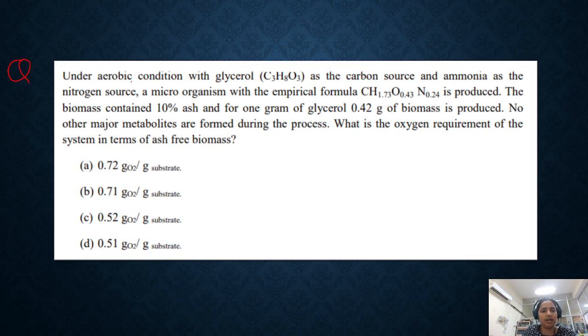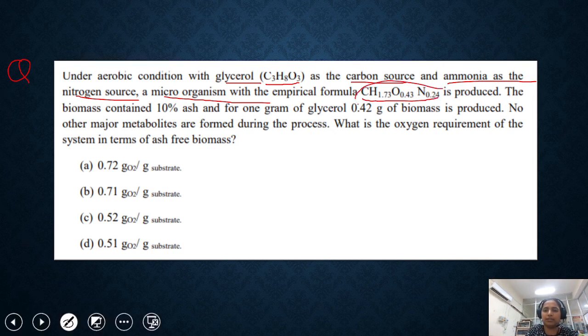Let's read this question. Under aerobic condition with glycerol, that is C3H8O3, as a carbon source and ammonia as a nitrogen source, a microorganism with the empirical formula given is produced. So this is biomass that is produced. Then the biomass contains 10% ash. So this biomass is containing 10% of ash. How much does it weigh? Out of which 10% is ash.